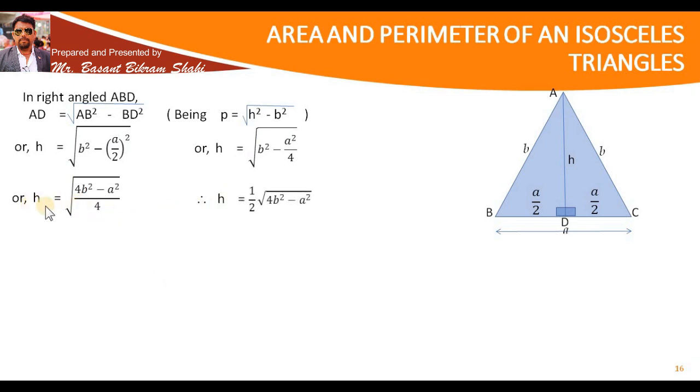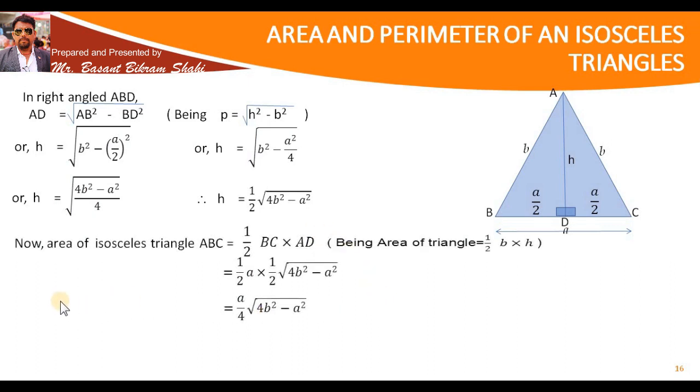Therefore, H is equal to half. Actually here we can get the square root of 4 only, and in the numerator there is 1, in the denominator there is 4, so the square root of 4 is 2. Half square root of 4b square minus A square.